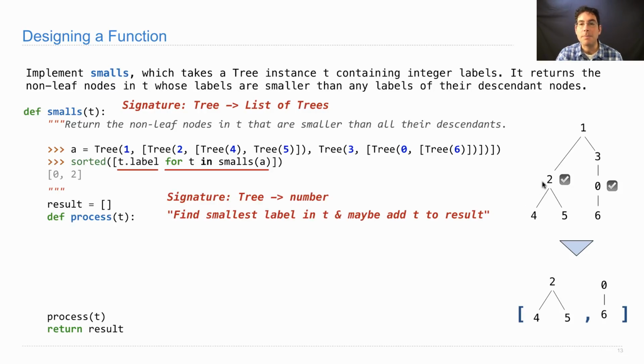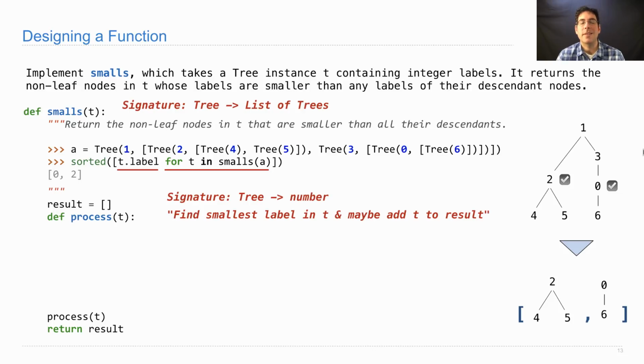Because when we find its smallest label, that means we're going to find the smallest labels in its branches, and then we'll know whether it's one of those labels that's smaller than all of the descendant node labels. And if so, we can add it to the result.